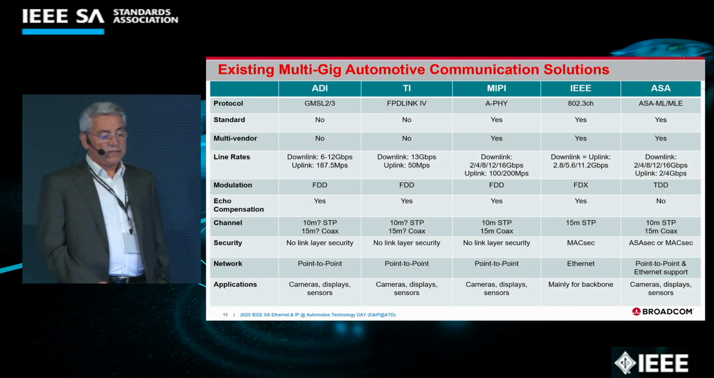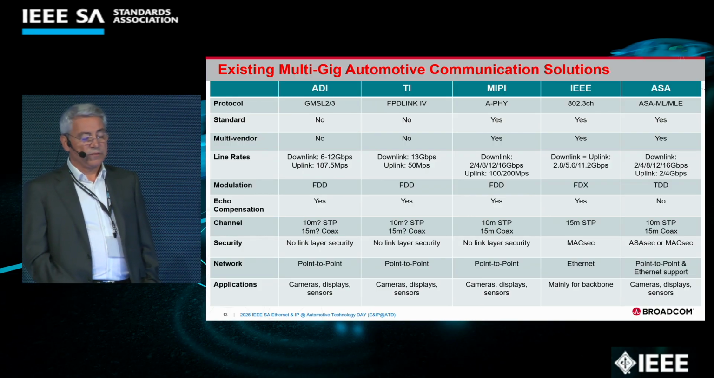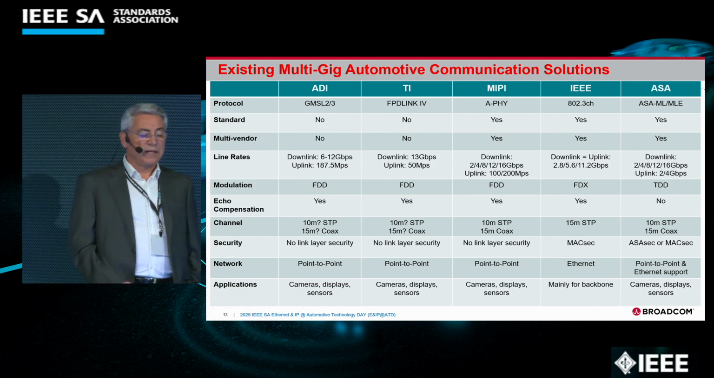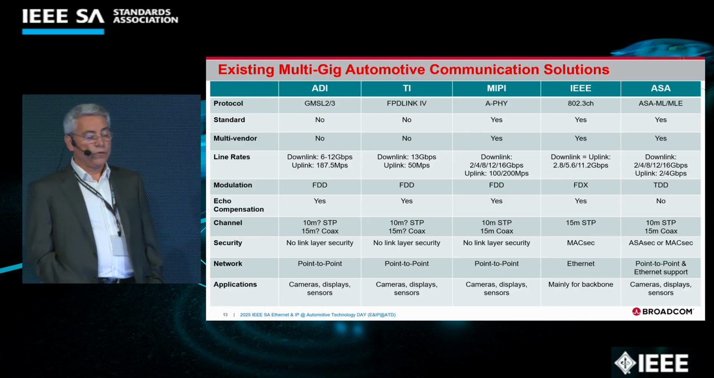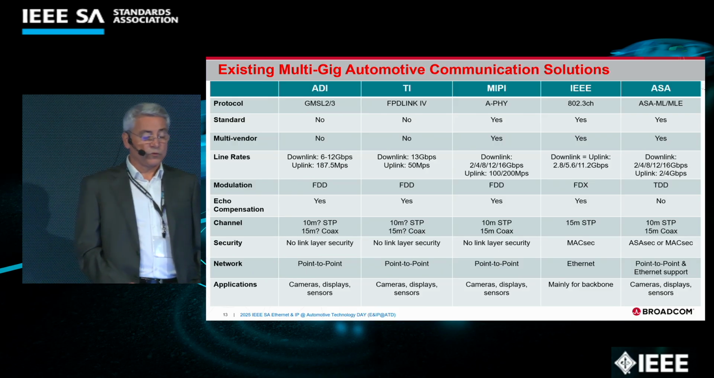So now let's take a look at the existing multi-gigabit automotive imaging solutions. This list is by no means complete. There are different solutions available, and two of the solutions on the left, showing GMSL 2 and 3 and FPD-Link, are the proprietary solutions.